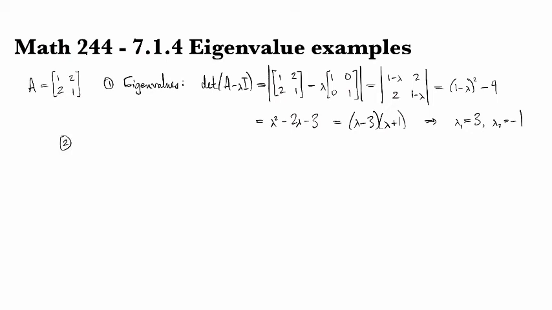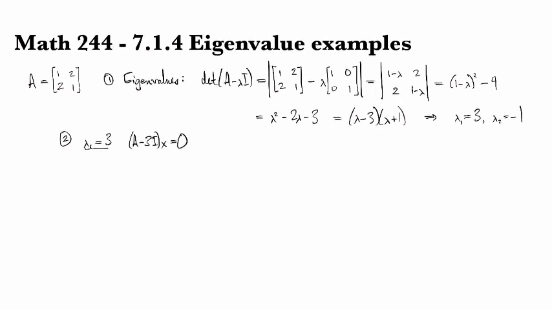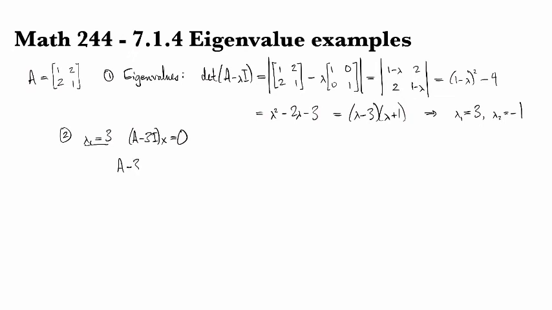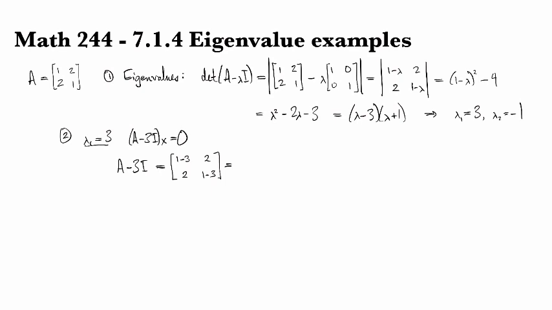The next step is to look for the eigenvectors corresponding to each of these eigenvalues. So let's start with the first one, lambda 1 equal to 3. In this case, we're looking at solving the equation (A minus 3I) times x equals 0, the homogeneous equation. And so we solve that by row reducing. So A minus 3I is going to be [[1 minus 3, 2], [2, 1 minus 3]], which is [[-2, 2], [2, -2]].